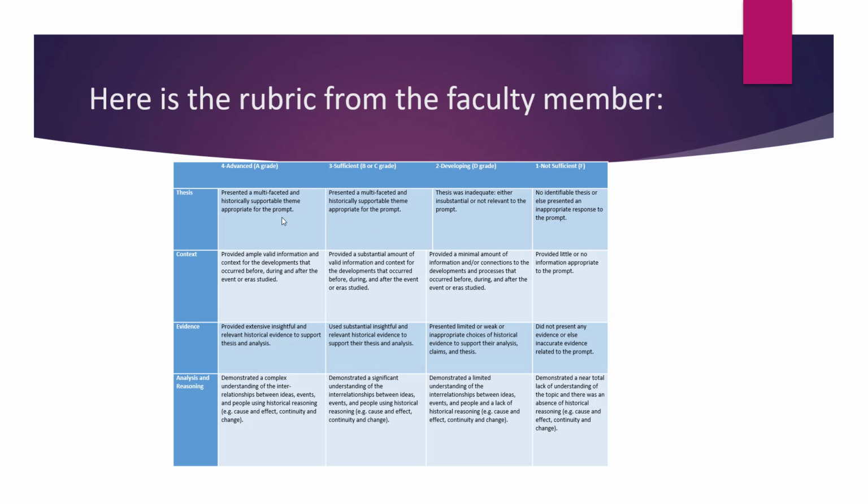Note that this is a 4-scale rubric. It has 4 score levels. It also has 4 separate scoring criteria: thesis, context, evidence, and analysis and reasoning. As you will soon see, multiple criteria attached to a single SLO makes the activity-oriented rubric a good choice here.